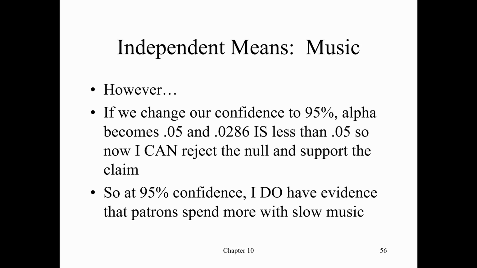However, again, we could change our confidence level to 95%, and that means the alpha becomes 0.05, and 0.0286 is less than 0.05. So at the 95% level of confidence, 5% level of significance, I can reject the null and support the claim that what people spend with slow music is greater than what they spend with fast music. So at 95% confidence, I do have evidence that patrons spend more with slow music.